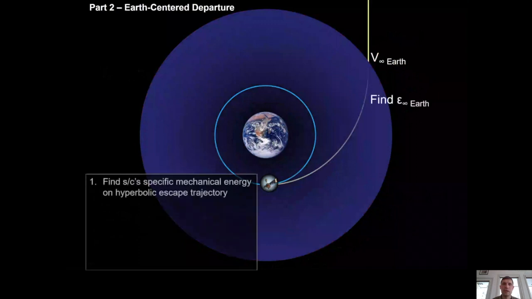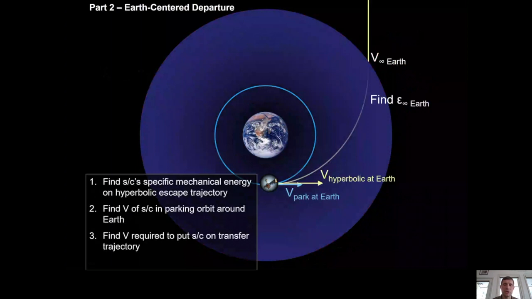Okay. And then I'm going to essentially back up what I need in terms of velocity to leave a parking orbit about Earth. So first thing we do, we find the specific mechanical energy at Earth, at that sphere of influence, for a hyperbolic trajectory. Then I'm going to back that up, because now I know what the energy of the orbit looks like, to what is the velocity I need to be leaving on to get on that hyperbolic orbit. And I'm going to compare that to the velocity that I'm currently on in a circular orbit about Earth.